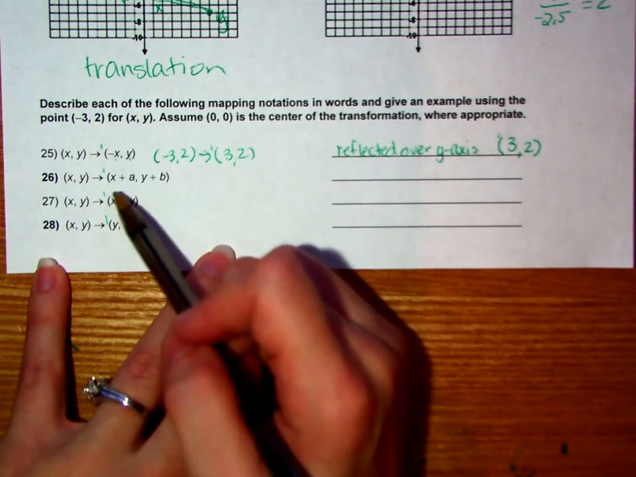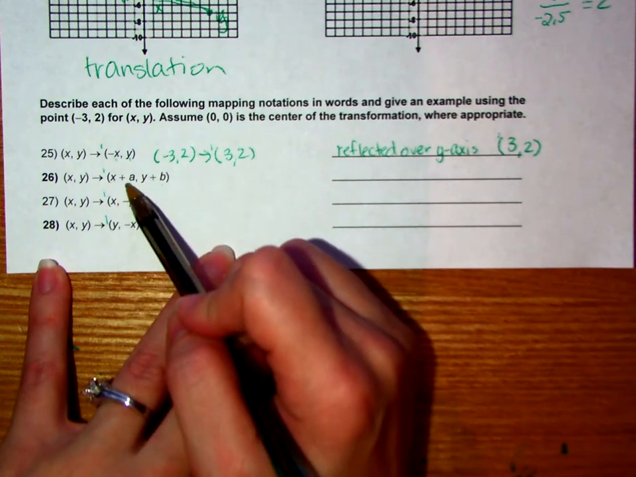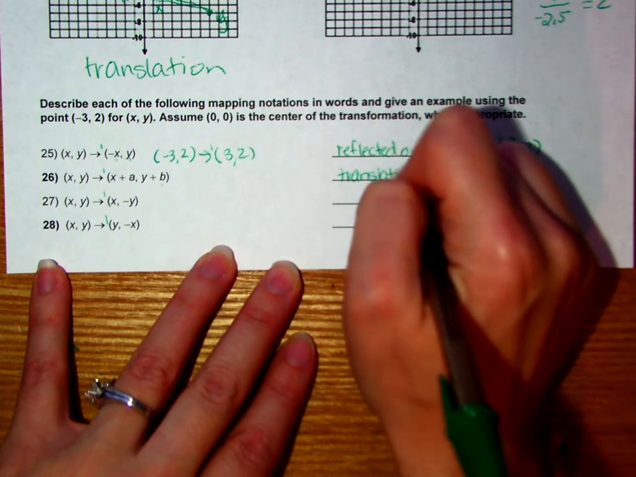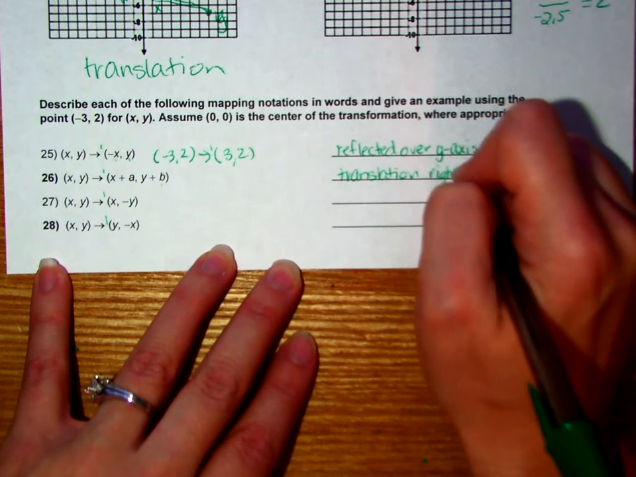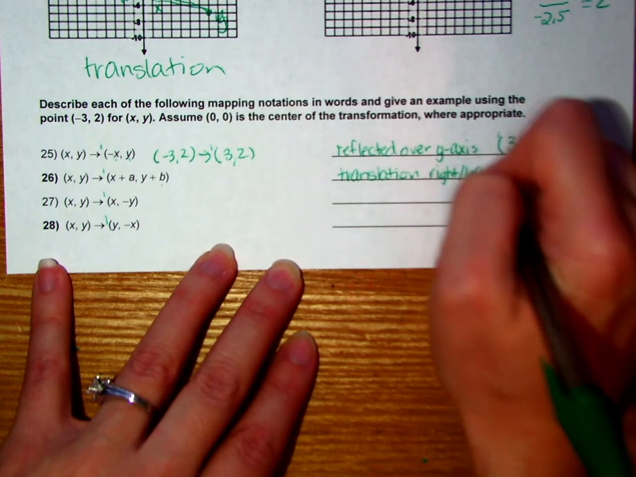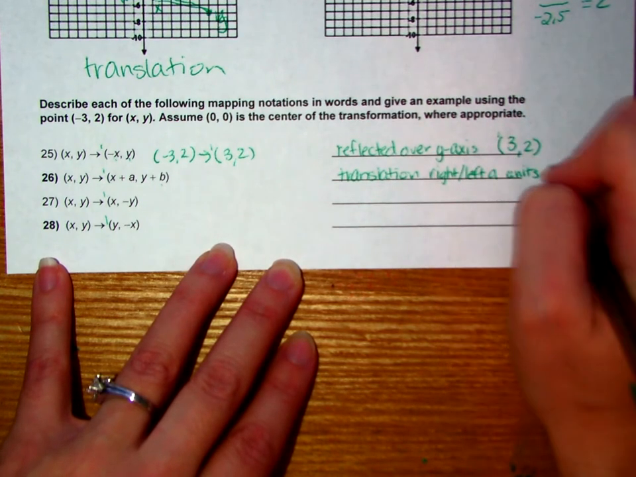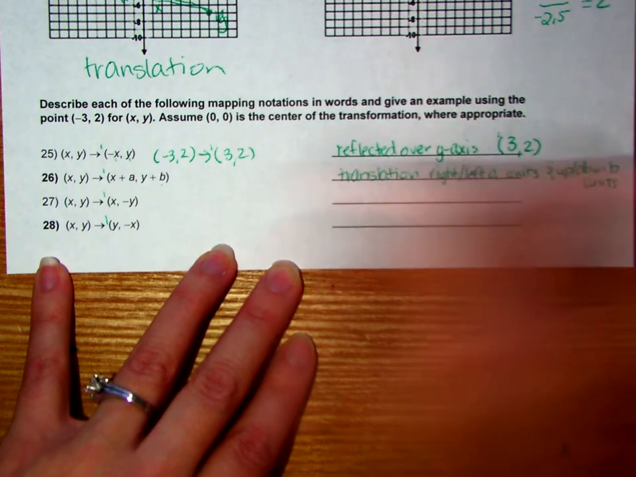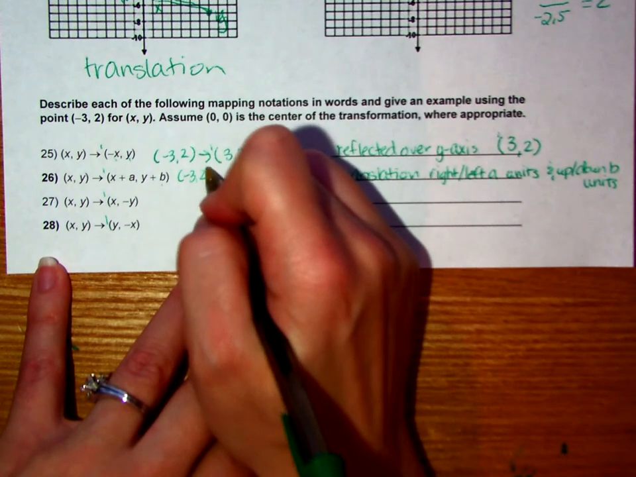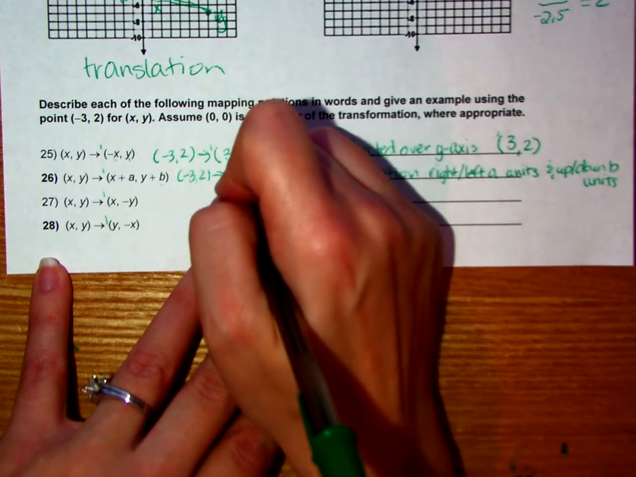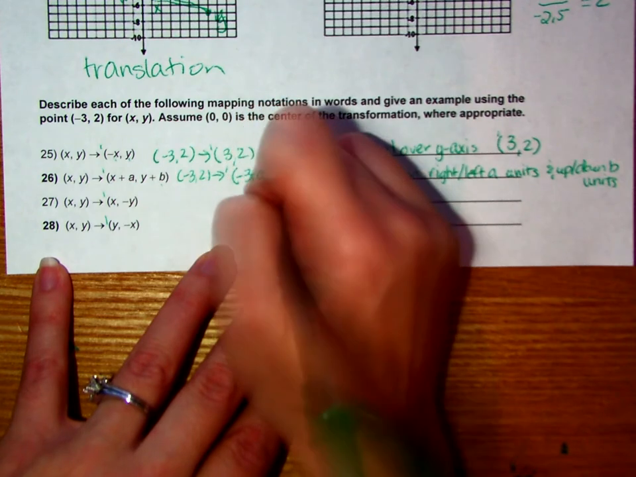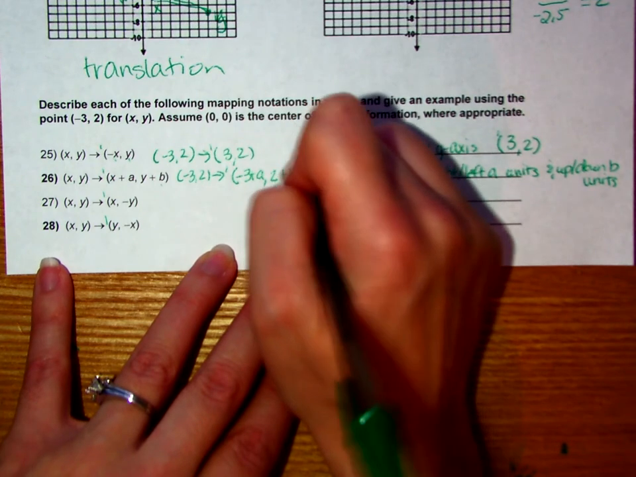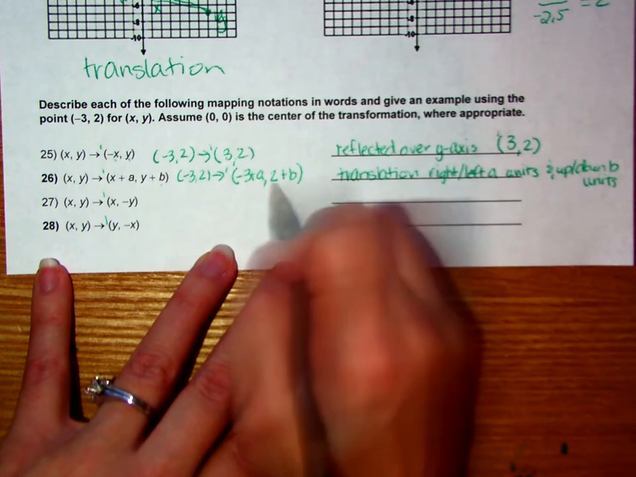Now, if you look at this next one, anytime we add or subtract numbers away from x and y, we've definitely got a translation. Okay, the translation is going to be right or even left A units, and it's going to be up or down B units. So in this case, if we take that (-3, 2), and we're going to translate it, really what that's going to do is take -3 and we're going to add whatever A was to it. And it's going to take that 2 and we're going to add whatever that B was to it. So that's going to be the answer for this one right here.